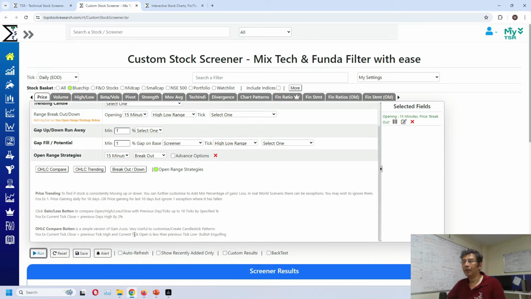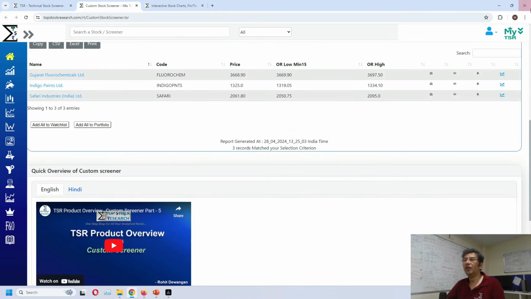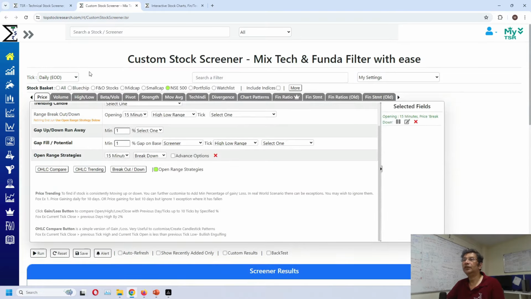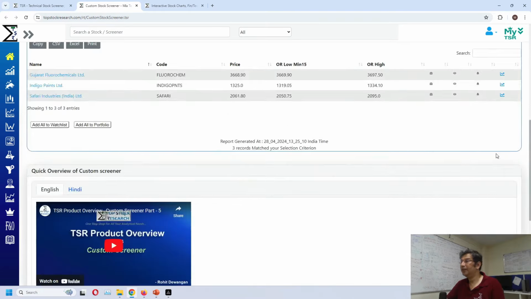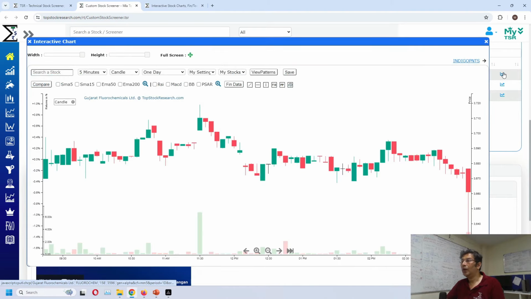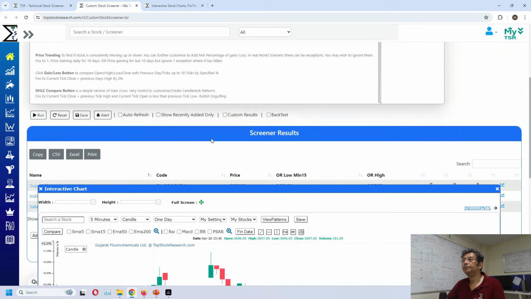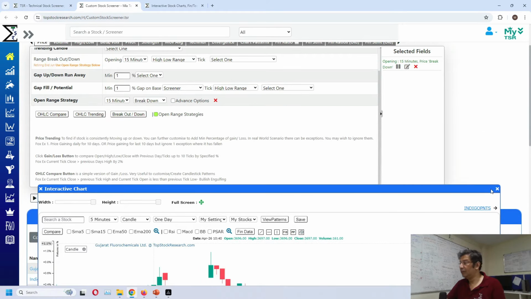When you look at this, there's no stock which is coming. So let's look at a slightly bigger audience. There's no breakout which we could see out there, maybe some breakdowns on the default strategies. Let me also change it to 5 minutes to make it easy. When you look at this chart, this is a stock where open range breakout has happened. On what tick was it? We were looking at 15 minutes tick, right?